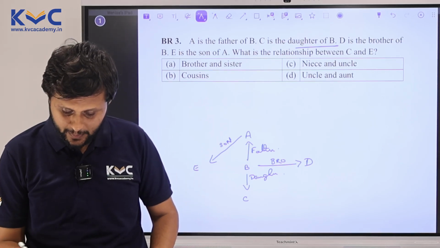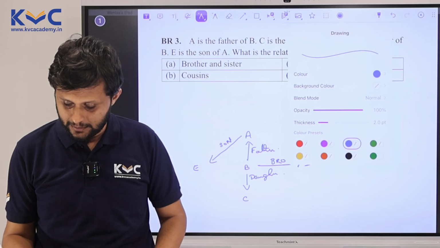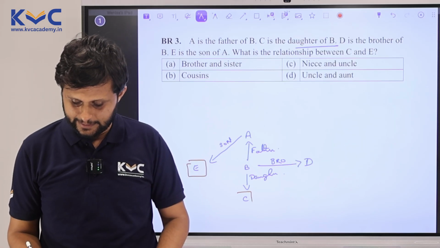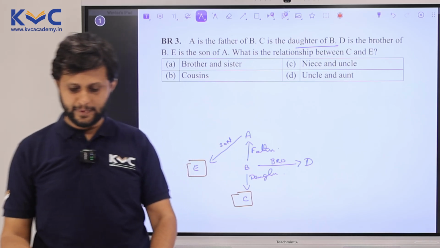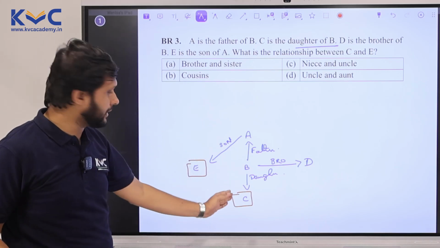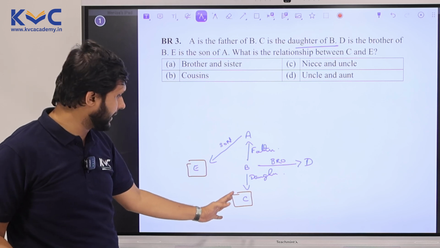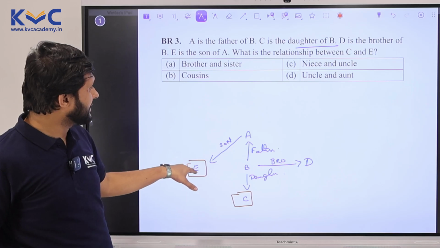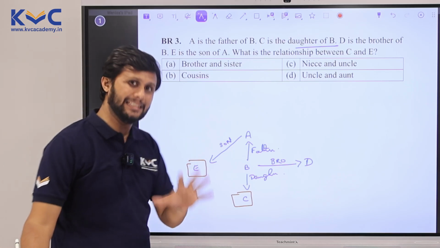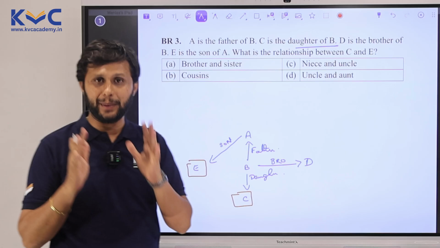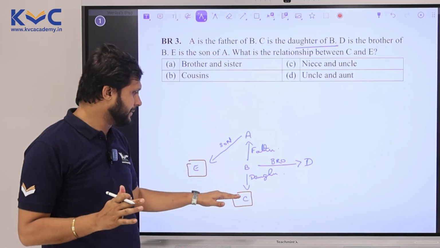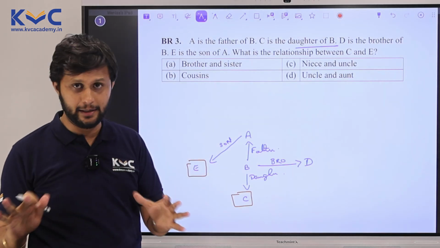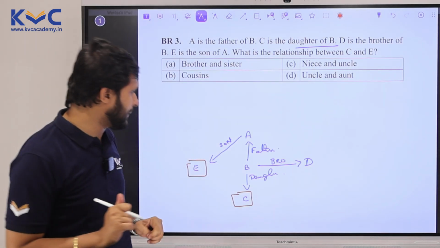What is the relationship between C and E? So we're talking about this and this. Correct? Now we see directly parent. No, not parent, right? So we're talking about either uncle or aunt depending on the gender. It's definitely not C's own parents. Parent is there B only. So we are talking about either uncle or aunt depending on the gender of that person.